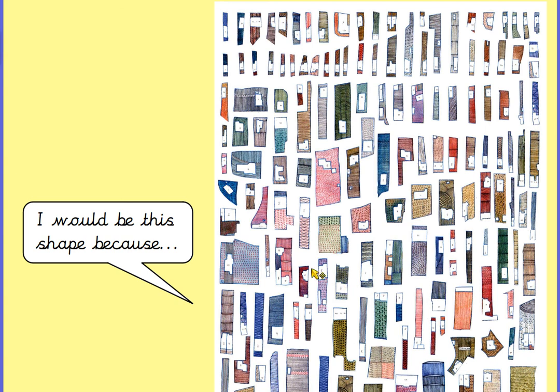Maybe you're going to choose this one because it is small and you are the smallest person in our class. Maybe you're going to choose this one because it reminds you of playing the piano with your granddad. You could choose any one of these shapes. So pause the video and explain why that shape would be just like you.